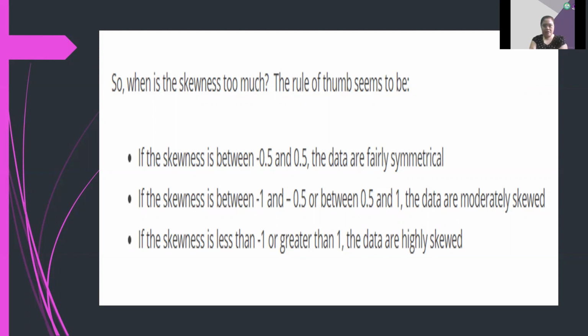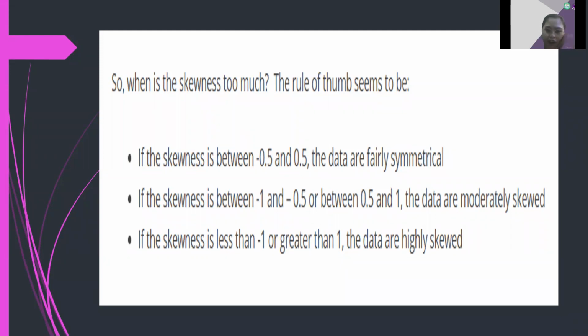Skewness. If the skewness is between 0.5 and 1. Bakit ano? Bakit moderately skewed?